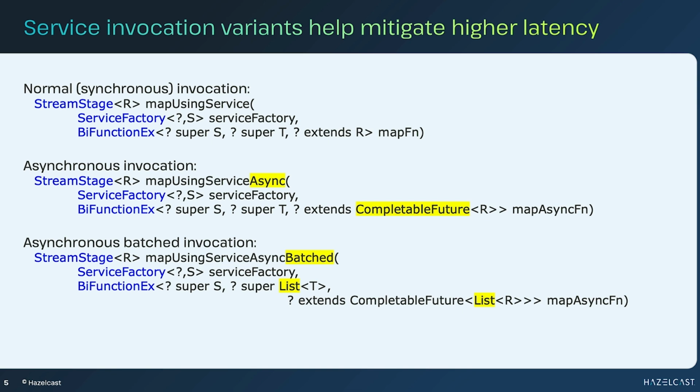Our pipeline doesn't have to collect these items into a list. We simply pass individual items into the map using service async batched stage, and the stage processor takes care of collecting the items into a list. How many items are a batch? It varies. Jet collects items until the previous batch of items is returned, and then sends the next batch over. So the batch sizes can vary depending on the arrival rate of new items and how long the service takes to process the previous batch.